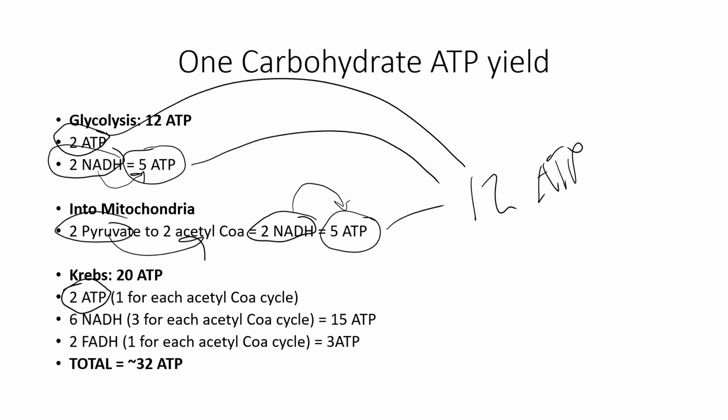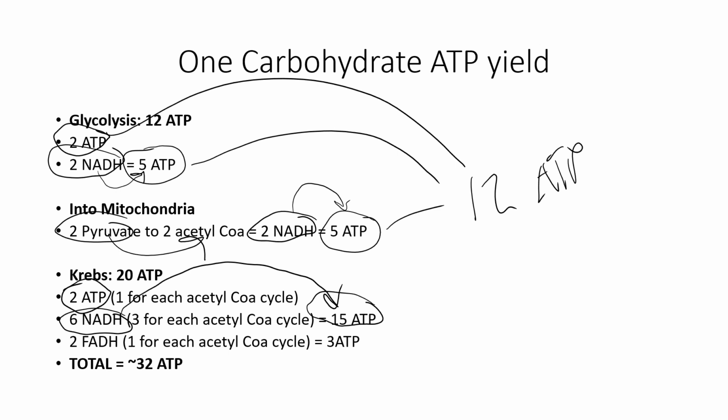Each round of the Krebs cycle also gives us 3 NADH, which then translates into a total of 6 NADH due to 2 rounds. Each NADH will go to the electron transport chain and contribute to the production of 2.5 ATP. That happens 6 times, so another 15 ATP are created.